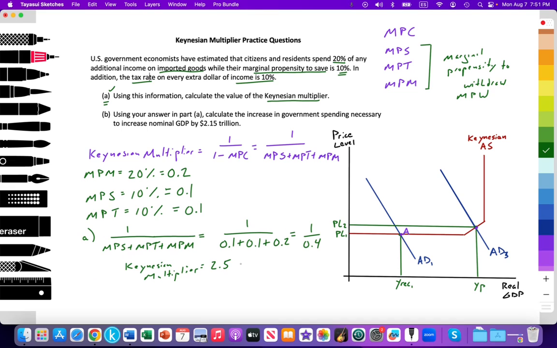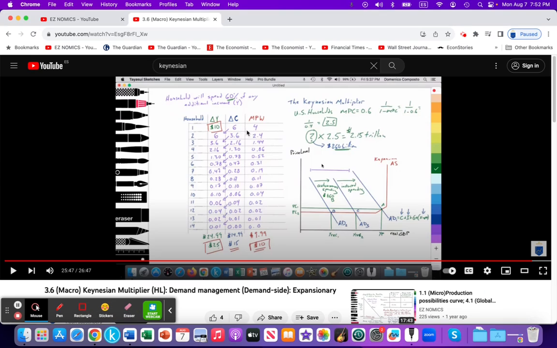is 2.5. So for every $1 that's injected into the American or US economy, it will multiply out 2.5 times. And that is what this video is going over. So for any additional $1, you get $2.5 of additional spending in this case, or $10 or $25 of additional spending. All right, so that's covered in that previous video.